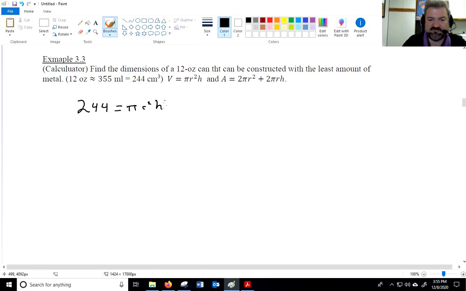Now I need to solve this so that I can plug it into my area function and minimize it, and I don't want to have r's and h's, so I need to get rid of one of them. Well, I'd rather not have square roots, so let's take 244 and divide it by pi r squared. Now that I know what h is, I can plug that in for h.